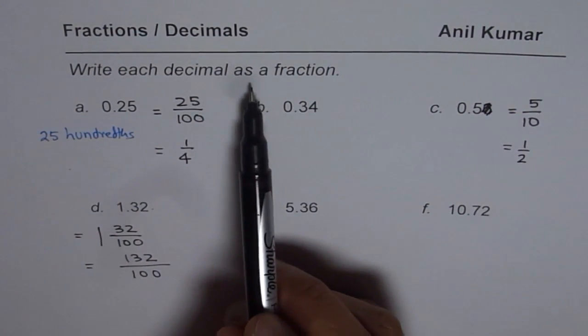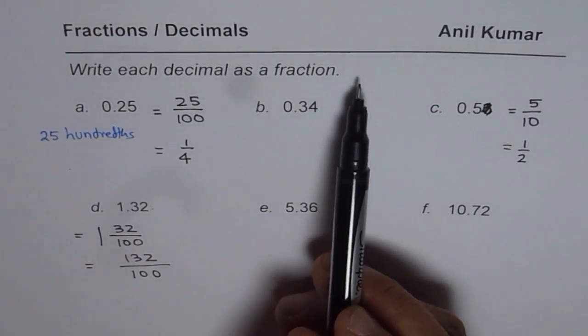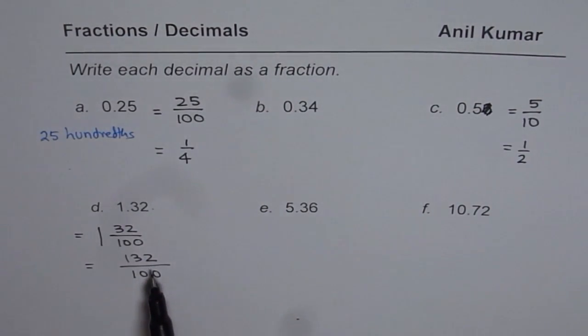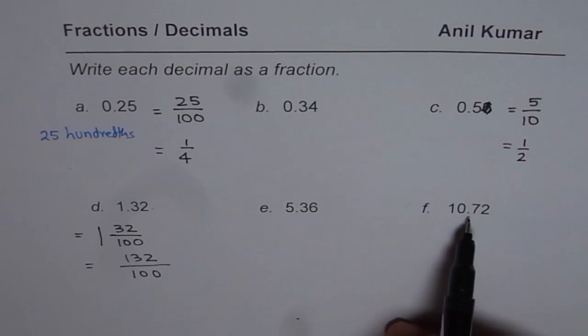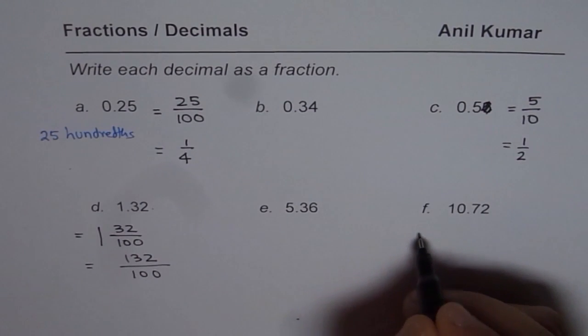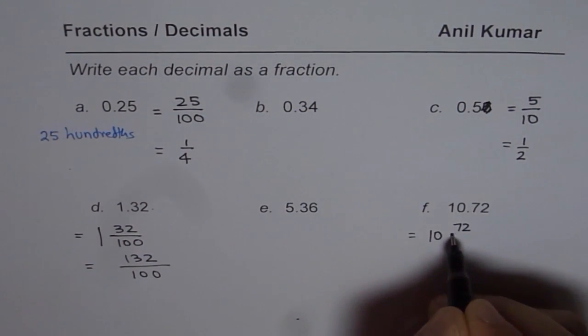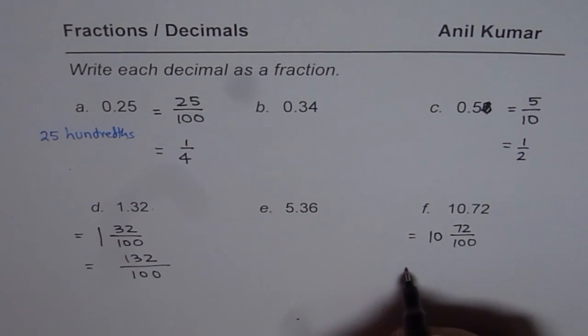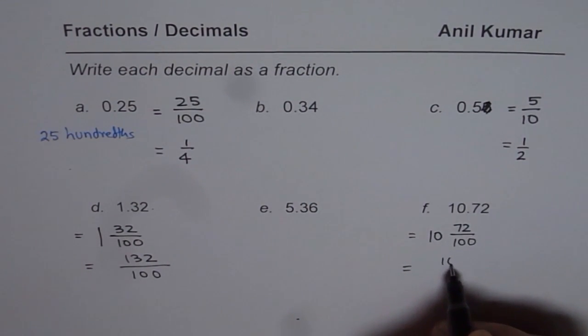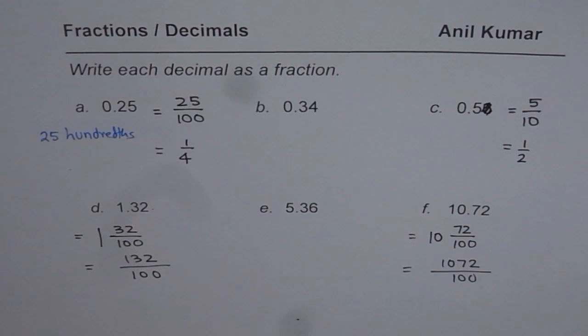Now in case we want to write them in lowest fraction terms, you need to simplify this. So that will be an exercise for you. Let me take up 10.72. 10.72 can be written as 10 whole 72 hundredths. Do you get it? Or we could write this as 1072 divided by 100. Both are correct answers. So follow the one which you feel comfortable with, or at times which is required.